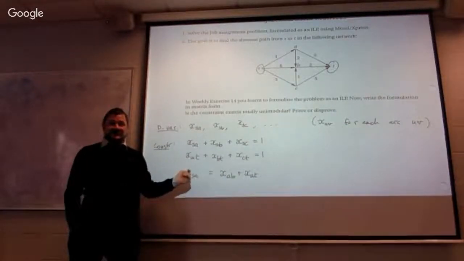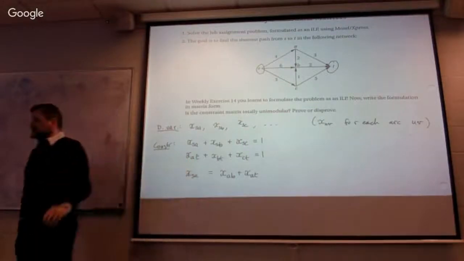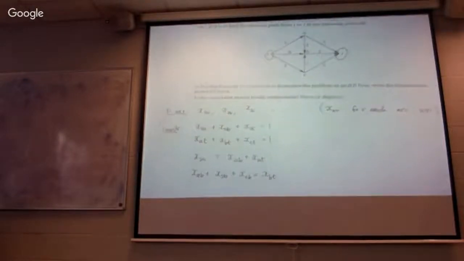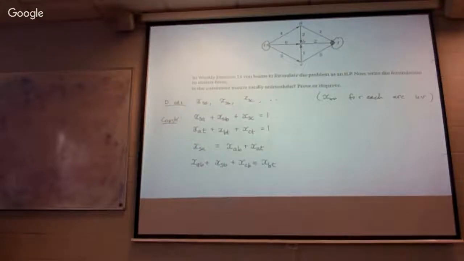Constraints. Okay. So they're all 0, 1s, and they're telling you whether you're using that arc or not. And then you have the same thing for B. What is going into B is x_AB, x_SB, and x_CB. And what is leaving B is just x_BT, I think. Okay. And you have the same idea for C. So x_SC is x_CB plus x_CT.